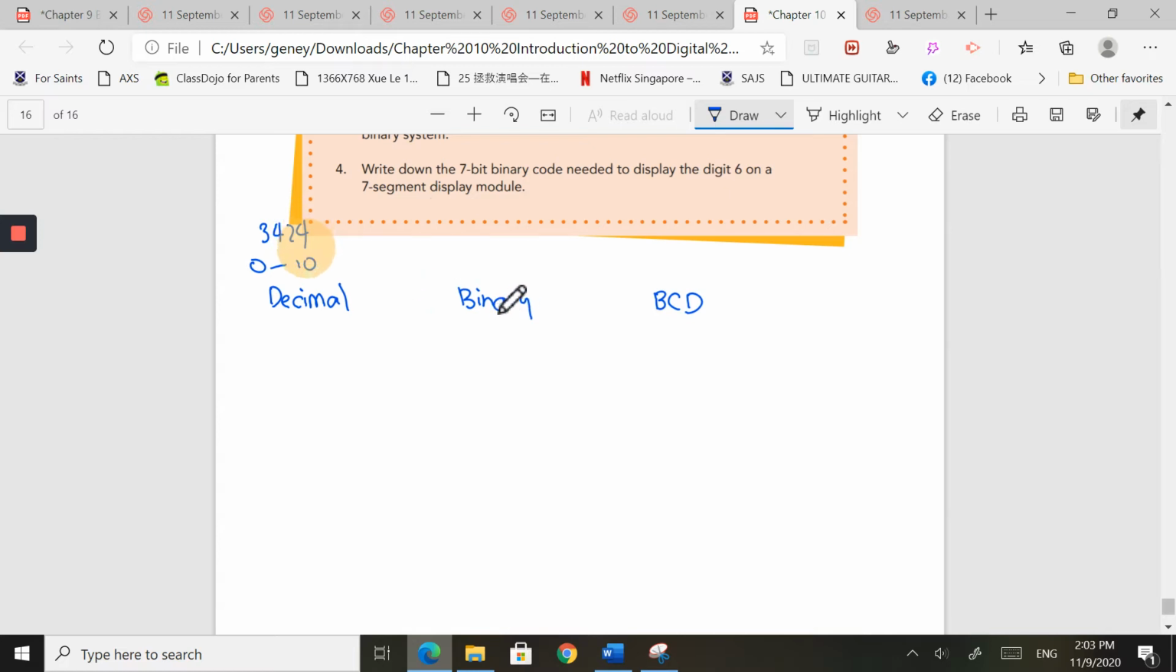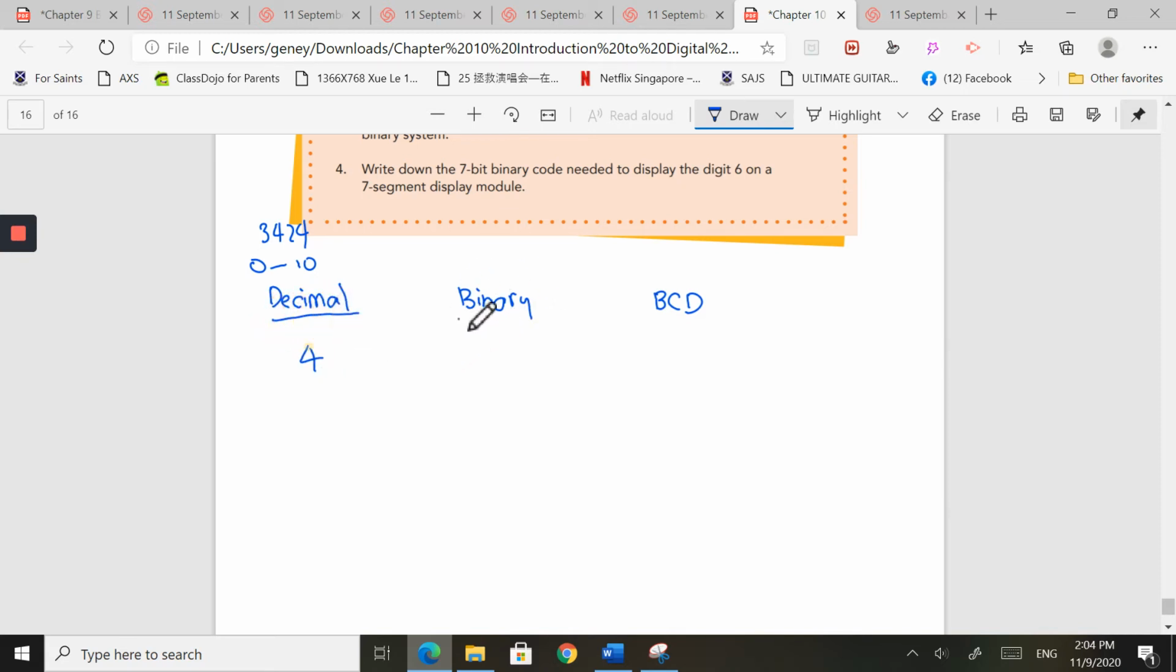Now, in order for computers to work in digital systems, you need to know something called binary and BCD. BCD stands for binary coded decimal. I'm going to teach you how to convert from decimal to binary and decimal to BCD and vice versa. So let's say I have a decimal number 4.